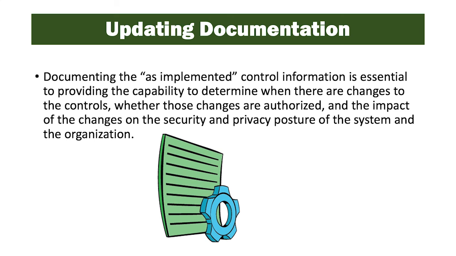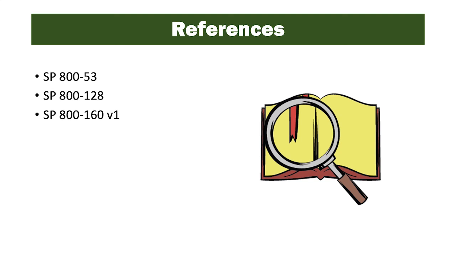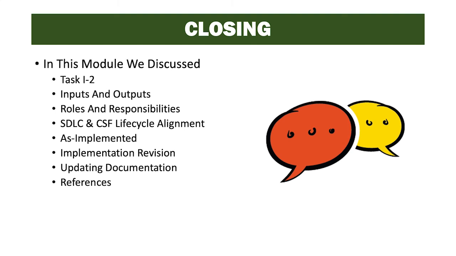This is important because earlier we planned on implementing controls, and now we're going back and updating that planned implementation document with the actual way the control was implemented. This is what they refer to as as implemented. References for this task are 800-53, NIST Special Publication 800-128, and NIST Special Publication 800-160, Volume 1.